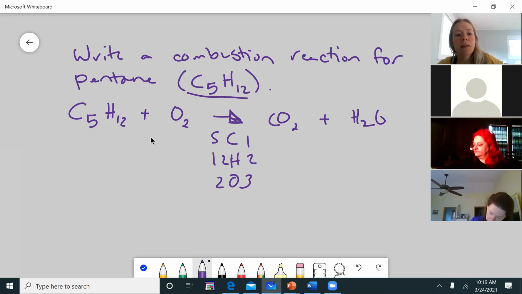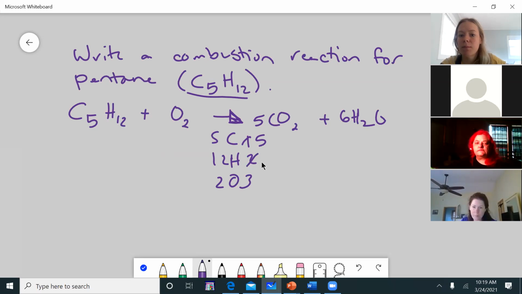So carbon, we have 5 on this side. So let's get 5 on this side. So I'm going to put a 5 in front of it. Hydrogen, I have 12 on this side and I need 12 on this side. So I'm going to put a 6 here multiplied by the 2 to give me the 12. My oxygens have shifted. So I've got 10 oxygens here and 6 oxygens here for a total of 16 oxygens. How many oxygens do I need on this side? 16. So I can just put an easy 8 in front of there and it balances it to 16 and we are good to go.